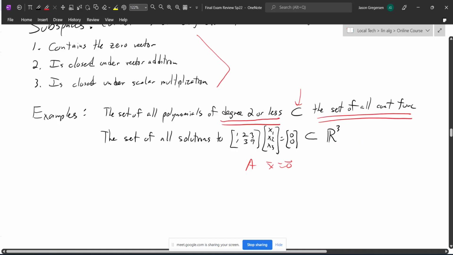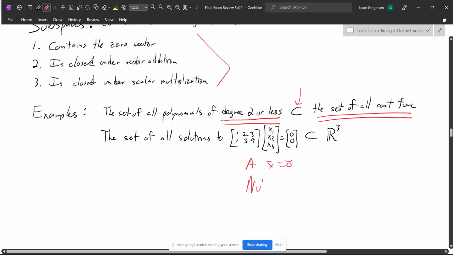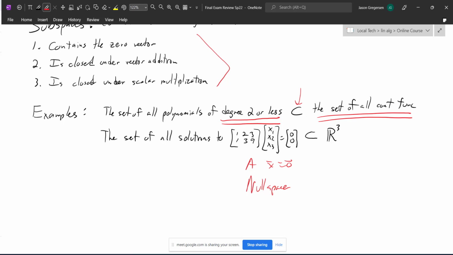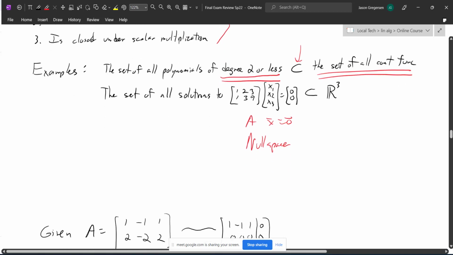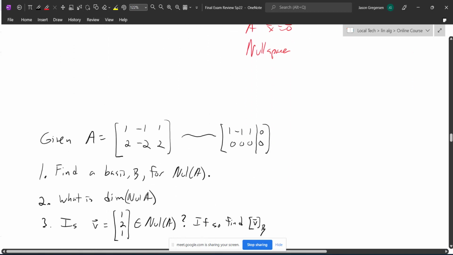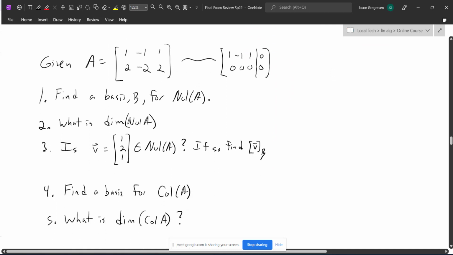All right, this one's going to be called the null space. The null space is the vector space that is the set of all solutions to Ax = 0. In fact, there are two vector spaces that are related to matrix equations. One is the null space, and the other is the column space. The null space is the solutions to Ax = 0, and the column space is the span of the columns of A, or all of the b's you could get from the matrix equation Ax = b.